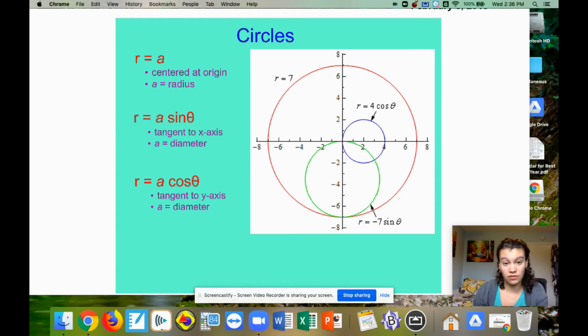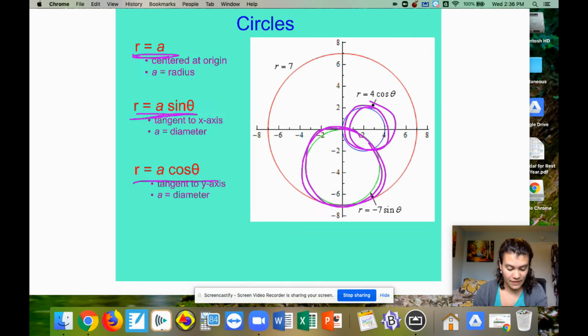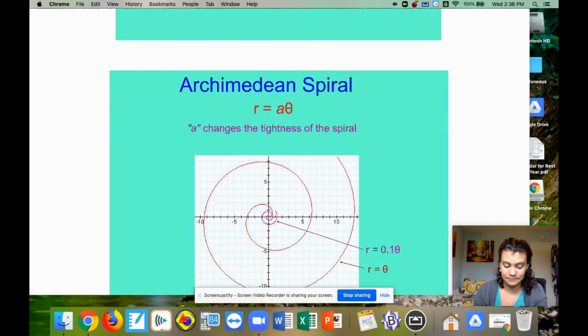There are three general types of circles. Just r equaling a, so you have the standard red circle. Then r equaling a sine of theta, which is tangent to the x-axis, so the green one right here. Or r equals a cosine theta, which is tangent to the y-axis. A then tells you how big your circle is.